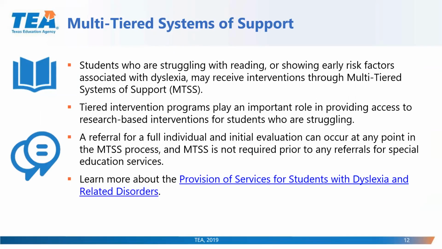Multi-tiered systems of support can play an important role in supporting students with dyslexia. When students are struggling with reading or showing early risk factors for dyslexia, they can receive intervention within a school's MTSS model. A referral for a full evaluation can occur at any point in the MTSS process, and it should be noted that MTSS is not required prior to any referrals for special education services. To learn more, you can visit the TEA website and read the provision of services for students with dyslexia and related disorders. The link can be found here.